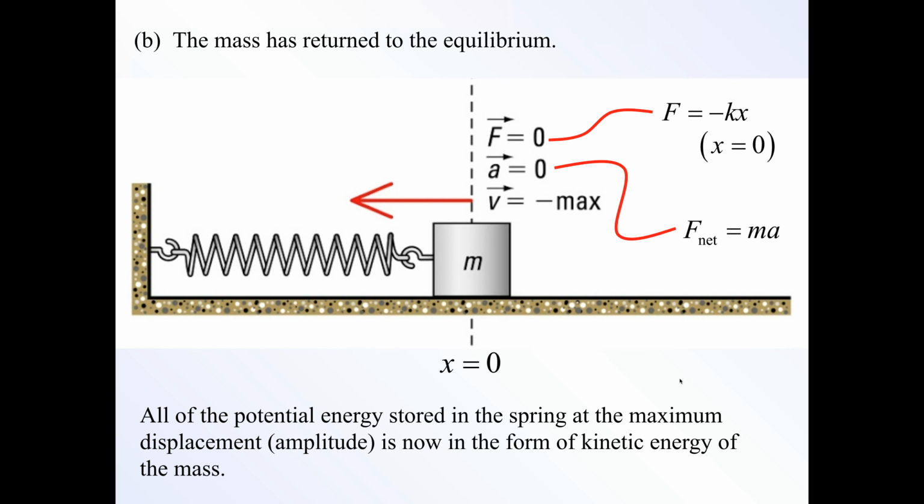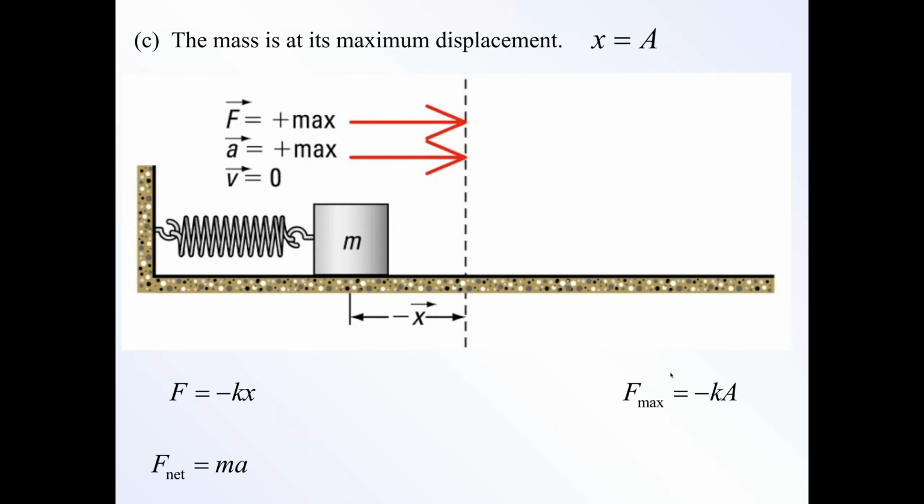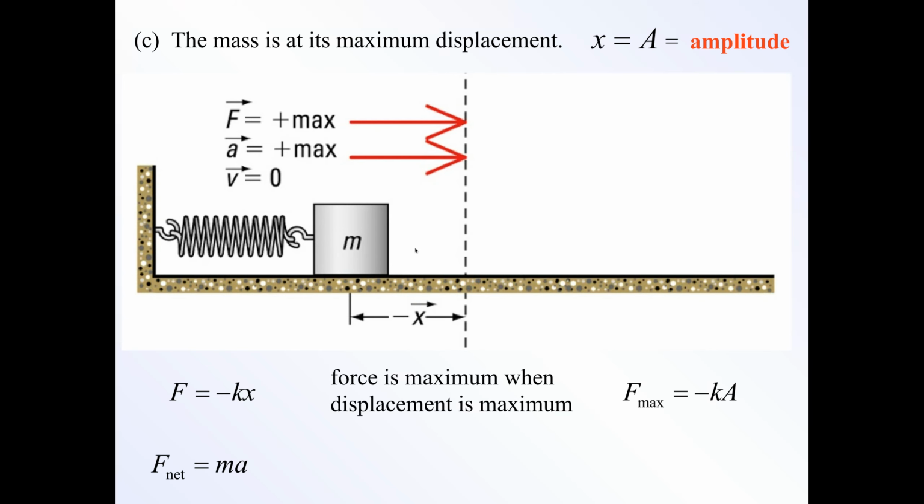Okay, so all the potential energy stored in the spring at the maximum displacement is now in the form of kinetic energy of the mass. As it keeps going, it gets to the point where it can't squish together anymore, which is our negative x value. Again, it has maximum force, but now that force is going in the positive direction, to the right. If we have max force, we have maximum acceleration, and our velocity is going to be 0.